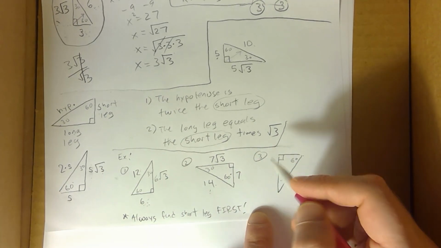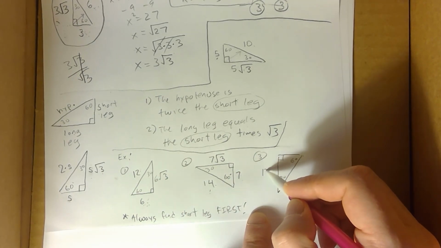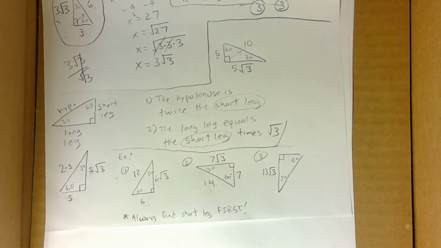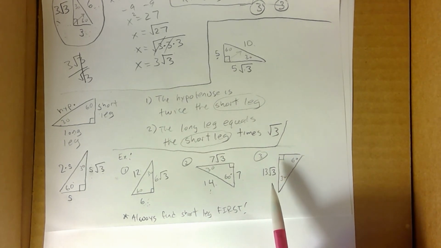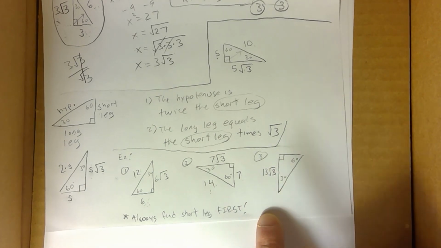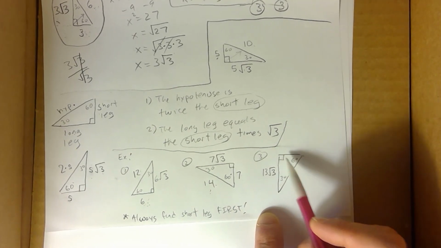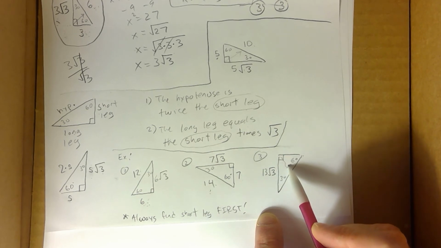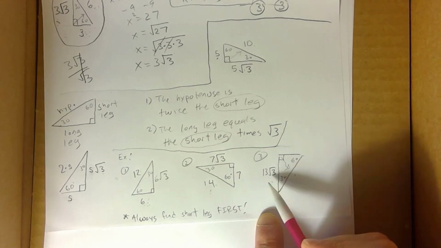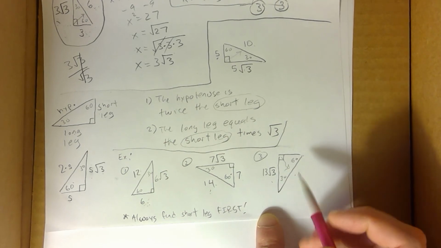All right, and so let's do 13 square root of 3. What are we given? Is it the short leg, the long leg, or the hypotenuse? Think about it for a moment. If you are feeling like this is the long leg, you are correct. This is the hypotenuse, across from the right angle, and this is longer than this. These are the two legs. This is the long leg. This is the short leg.